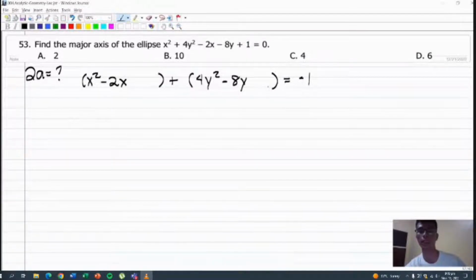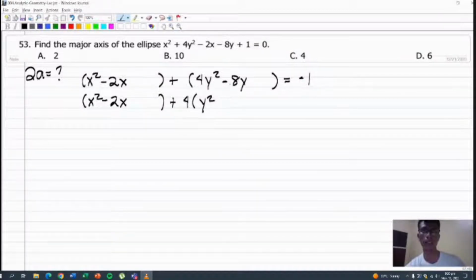So meron tayong problem dito dahil yung y square ay mayroong katabing 4. So once na yung variable natin na naka-square ay mayroong katabing number, ilabas natin yung number na yun. Ilabas natin si 4, so mapa-factor out si 4 sa parenthesis. So may matitirang y square dito, and yung 8y divided by 4, may matitirang negative 2y.